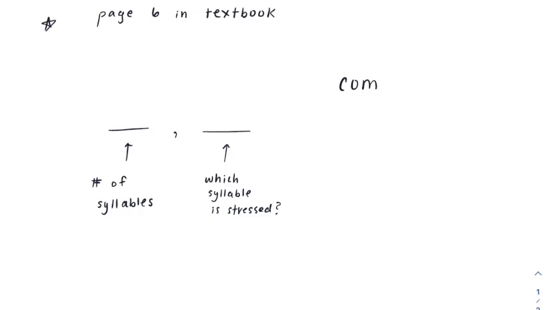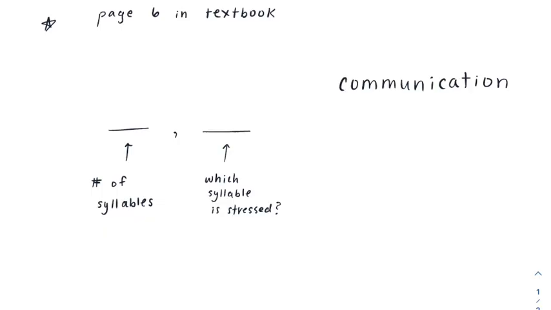Communication. So we have this word, communication. How many syllables does it have? Communication has 5 syllables. So we'll go ahead and write a 5 on this line.